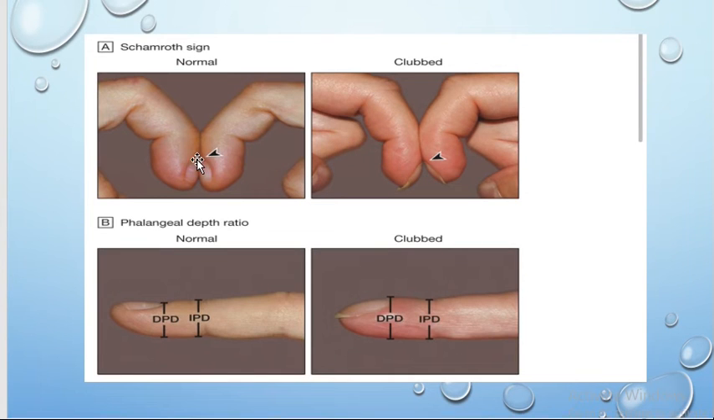This is normal, see this is the angle, because of Schamroth's sign. When this hole is present, it means normal, but when this hole is absent, it means there is clubbing. So clubbing can be due to tuberculosis, bronchiectasis, liver disease, but most common in liver disease. This is also a sign for general physical examination in chronic liver disease.